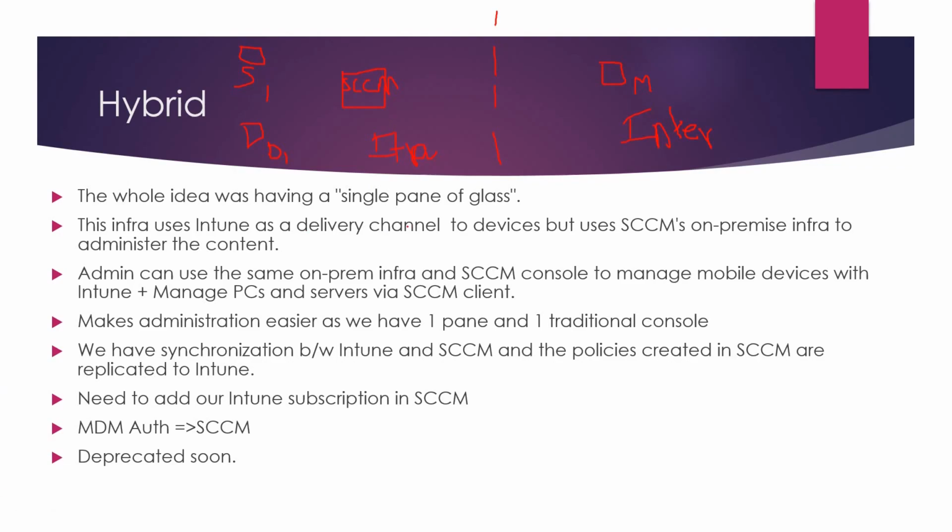In this case, came into existence a solution called hybrid. In hybrid, what we did was we introduced the Intune service into the mix as well. And we already know that Intune service has the capability of managing mobile devices over the internet. So what we did was we actually established a link between Intune and SCCM. So this link was established in the SCCM console, and now the SCCM console could talk with the Intune service.